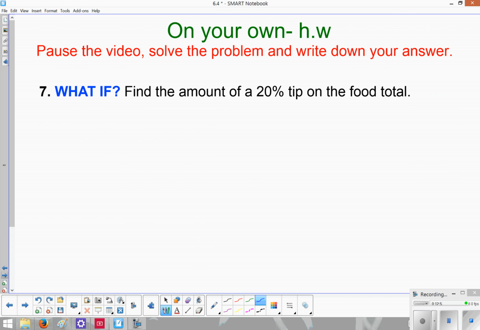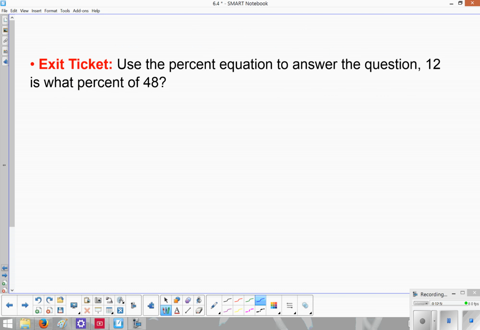Finally, if you can do the final on your own, question number 7 on the same paper as the other one, that would be great. And if you can also do one more thing, the exit ticket, and any questions you have in today's lesson, please ask me tomorrow in class.